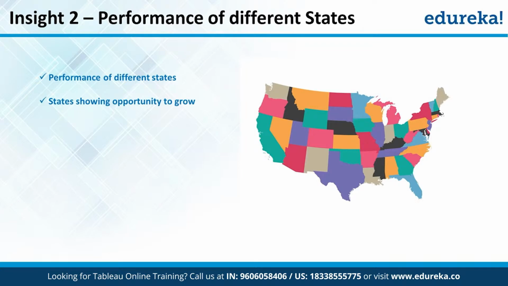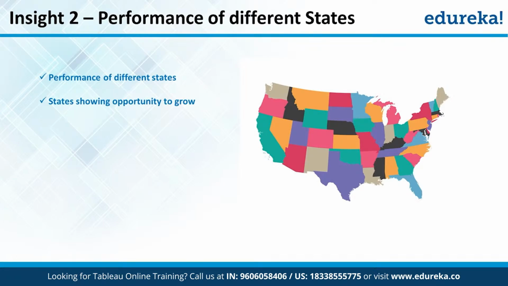So let me tell you what the second question was which we were supposed to answer. How different states have performed so far. Now that we know how regions have performed, we want to drill down to states, right? So how different states have performed so far, which states are showing promise to grow, and in which states the investor should stop investing.